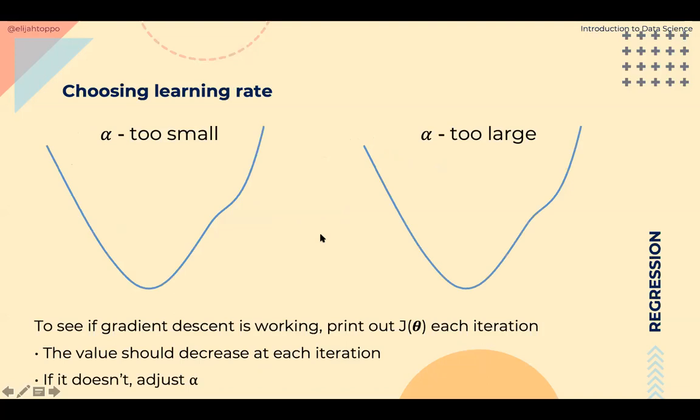Now, when alpha is too small or when alpha is too large, there are two different problems. One problem is when alpha is too small. When it is too small, we are taking very small steps, and since we are taking very small steps, it will take many iterations before we reach our final value. This is one problem when alpha is too small.